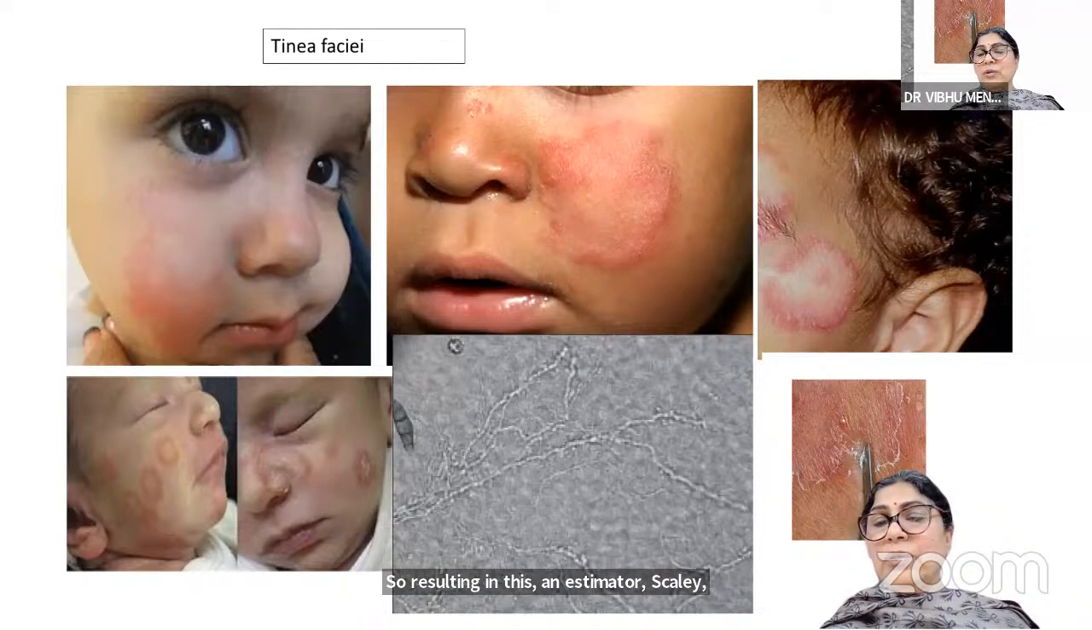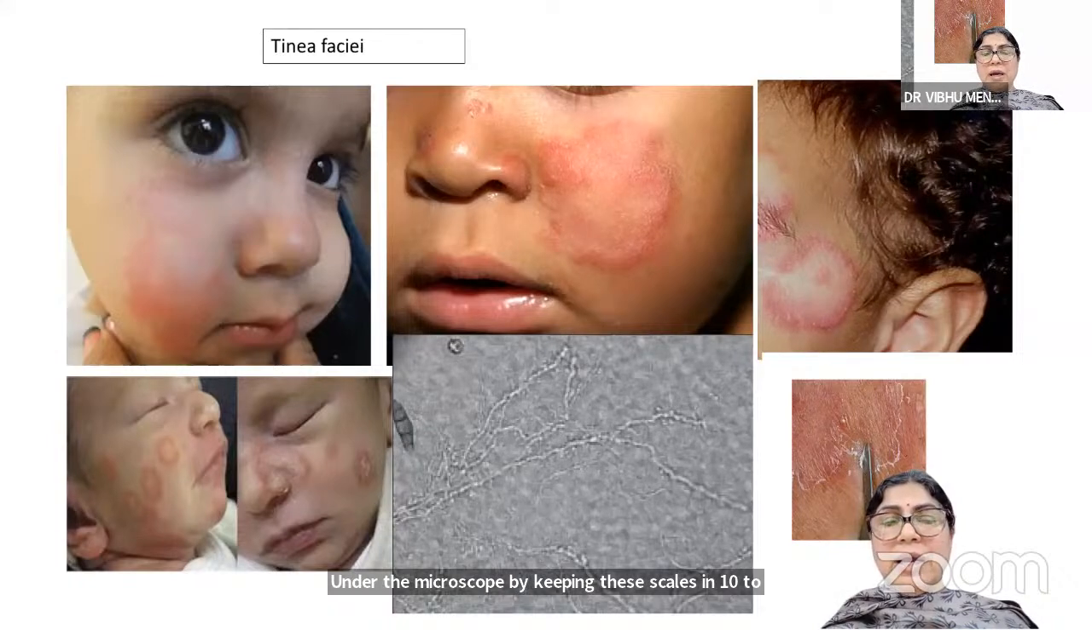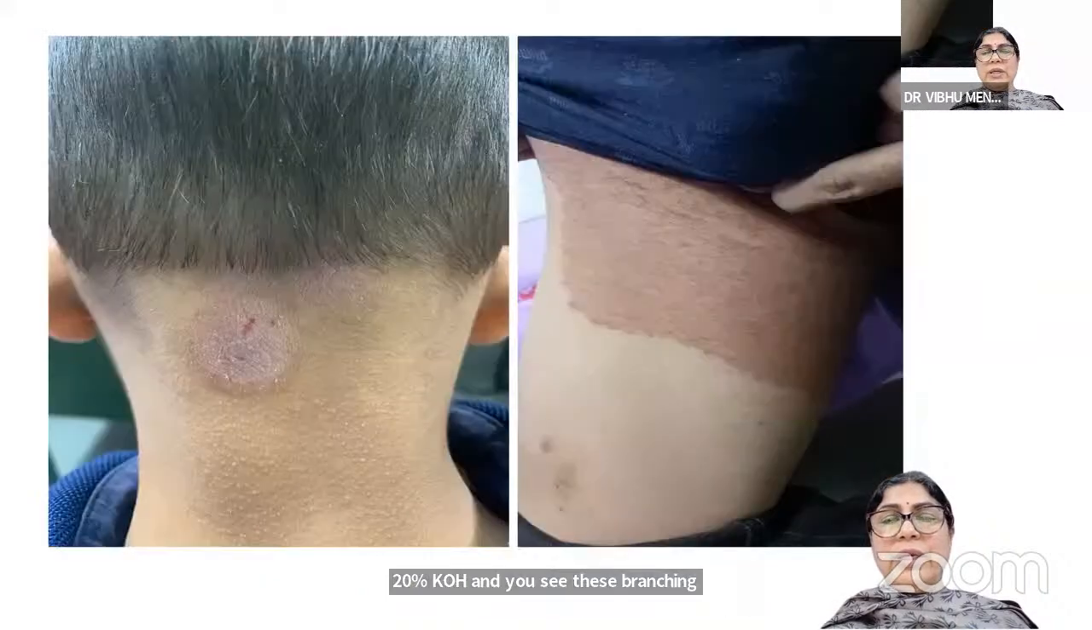And how do we diagnose? We just do a scraping. It is just to educate you on this, that from the scaly, active border, we take the skin scrapings and examine them under the microscope, by keeping these scales in 10 to 20% KOH, and you see these refractile, branching, septate hyphae, which are classical of dermatophytes.